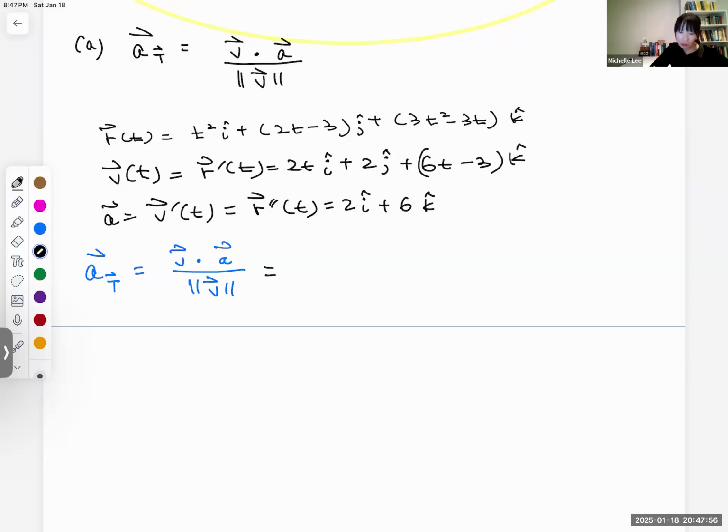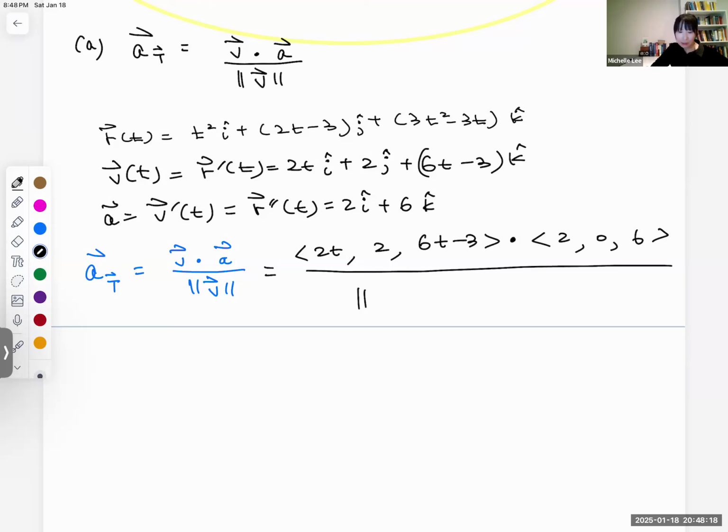So v will be 2t, 2, 6t minus 3, dot product with acceleration 2, 0, 6, all over the magnitude of velocity, which is the square root of (2t) squared plus 2 squared plus (6t minus 3) squared, right?